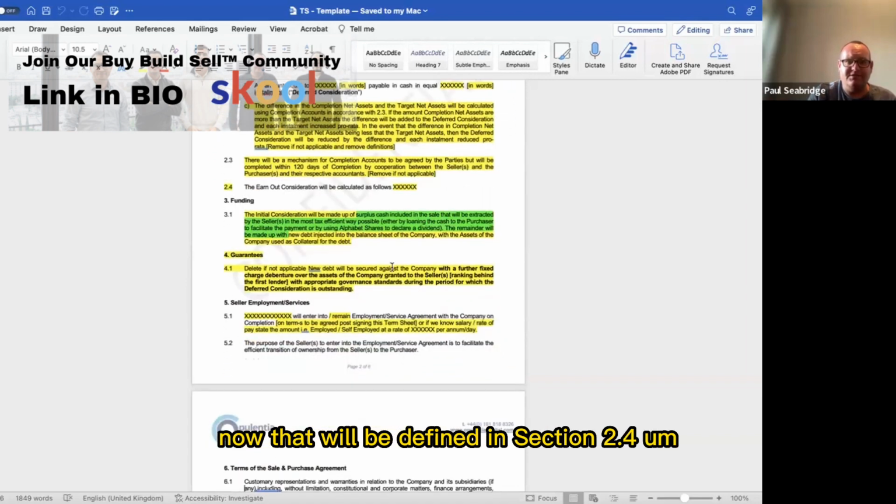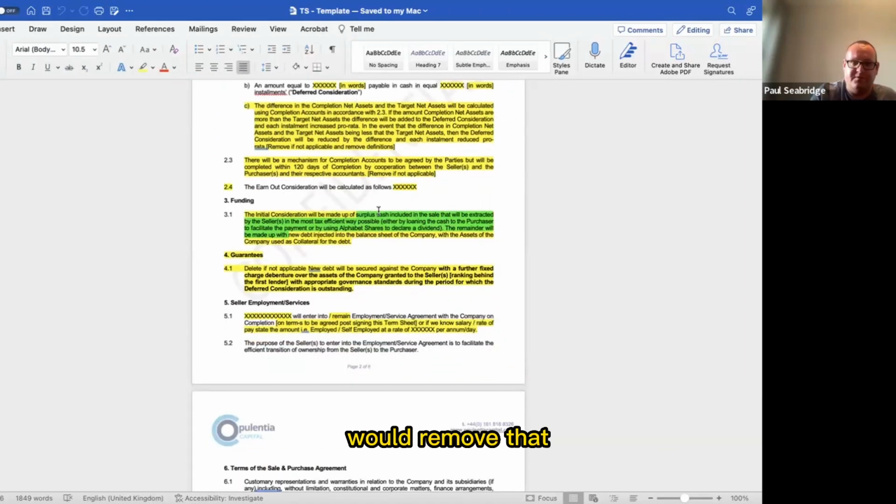Obviously, if there's an earnout, that would be defined in section 2.4. If it wasn't, then obviously we'd remove that.